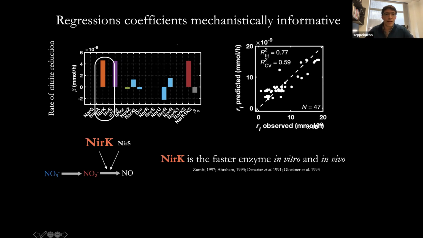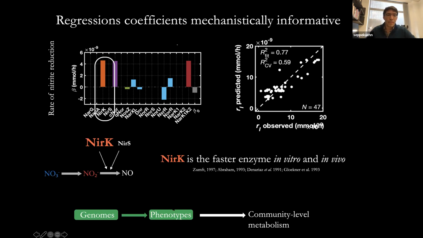There are actually two enzymes, NirK and NirS, that perform this second reaction. And in vitro and in vivo, it's known that NirK is much, much faster than NirS, like a factor of 100. And so what our regression shows is that if you have NirK, you perform this reaction more quickly. So that's consistent with physiological data on model organisms. And so I think what we're seeing is an evolutionarily conserved property of these enzymes, which is now being reflected in the phenotypes of these libraries.